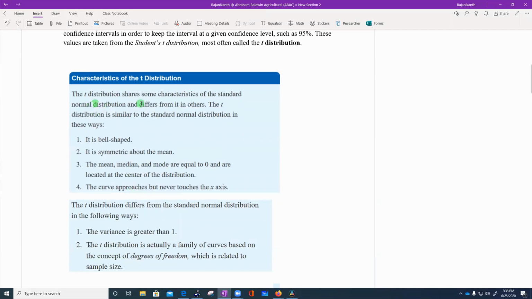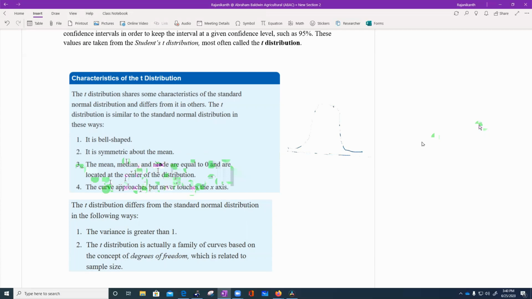The t distribution is a bell-shaped curve like a z distribution, the standard normal. It is symmetric about the mean. The mean, median, and mode are equal to 0 and are located at the center of the distribution. This is exactly like a standard normal distribution. The curve approaches but never touches the x-axis. So this all is satisfied like a normal curve. It will be like that.